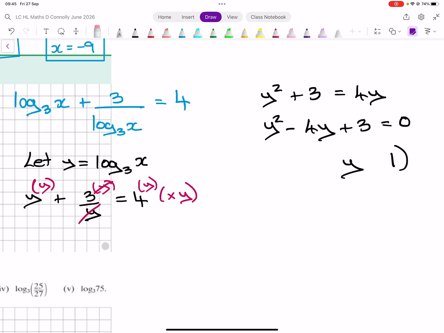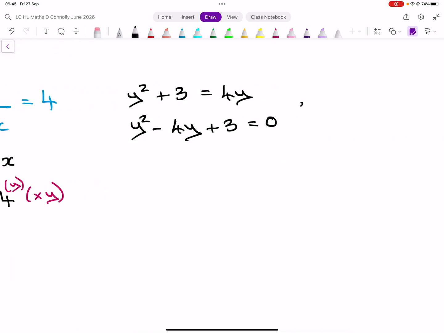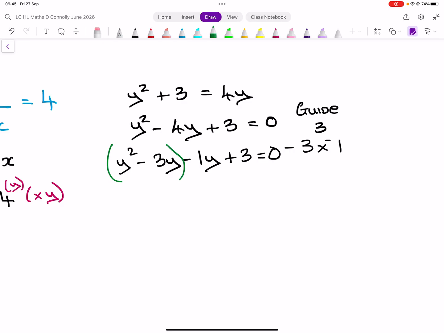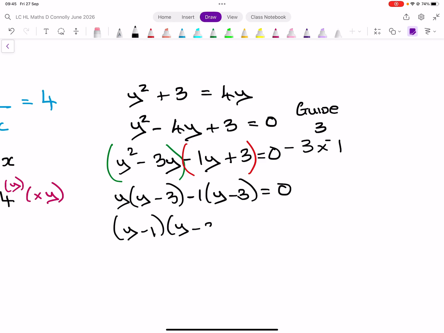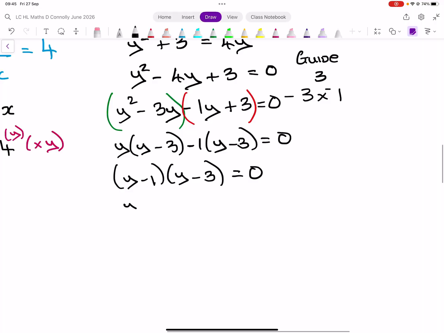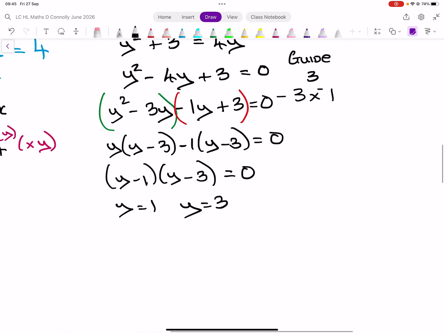Oh, sorry. Obviously you can solve that any way you want, but we have been doing guide, so let's do guide. So it's going to be 3 by 1 minus minus, so y squared minus 3y minus 1y plus 3. 2 brackets. So this is y and y minus 3, minus 1 and y minus 3. And that gives me y equals 1 and y equals 3, log to the base 3 of x.